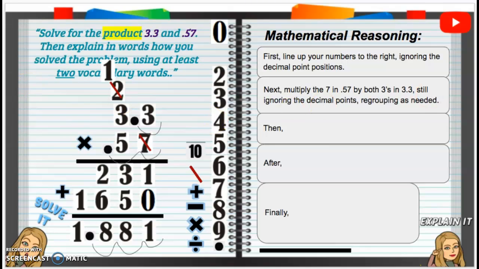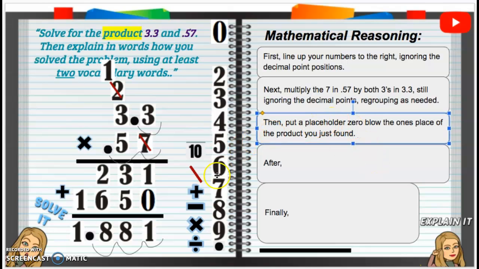All right, now what we did then, well, we put our placeholder 0, remember? So then put a placeholder 0 below the ones place of the products you just found. So remember, after we found the product of 7 times 3 and 7 times 3 again, we had 231. So under that 1, the ones place, we're going to put a placeholder 0. So then put a placeholder 0 below the ones place of the product you just found.